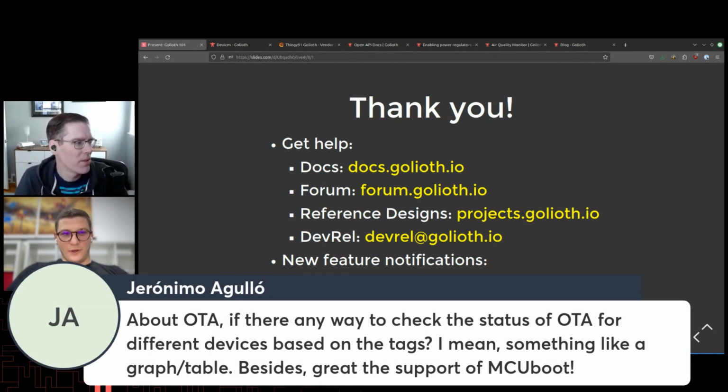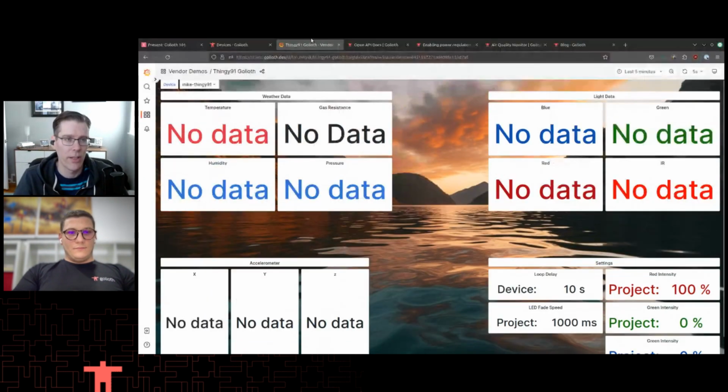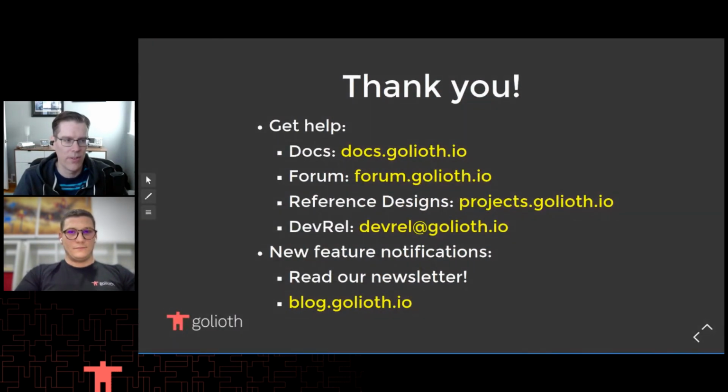All right. Another question here about OTA. Is there any way to check the status of OTA for different devices based on tags? Something like a graph or table, besides the great support of MCUboot. So we don't have a centralized dashboard for looking at OTA status. It is currently by device. However, that is all available through the REST API. So if you have a visualization platform, like we showed off Grafana before, you could visualize it through there. It is on our list of features that we think would be cool. I don't know what the priority is on that. I would think we'll see it at some point in the future, but I don't have any solid information to give you right now.